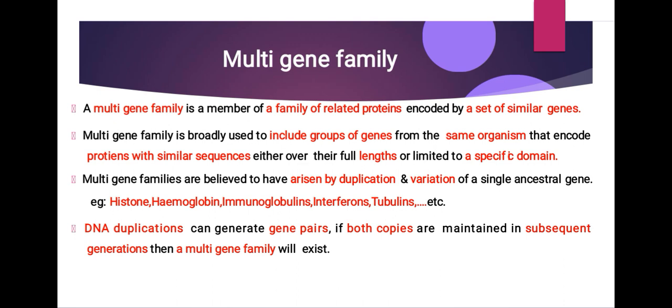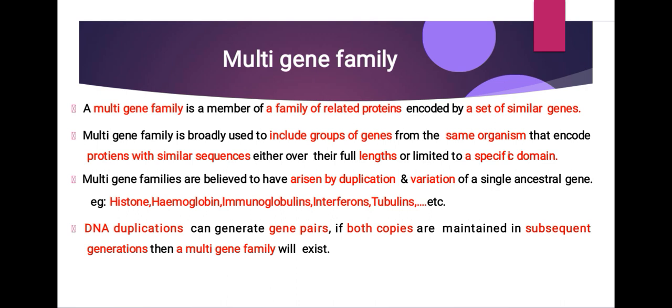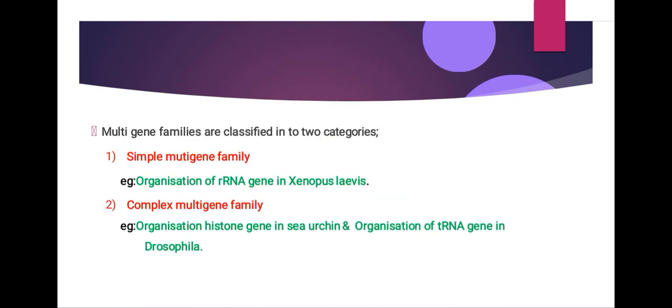A multi-gene family is a member of a family of related proteins encoded by a set of similar genes. Multi-gene family is broadly used to include groups of genes from the same organism that encode proteins with similar sequences, either over their full lengths or limited to a specific domain. Multi-gene families are believed to have arisen by duplication and variation of a single ancestral gene, for example histones, hemoglobin, immunoglobulins, interferons, tubulins, etc. DNA duplication can generate gene pairs. If both copies are maintained in subsequent generations, then a multi-gene family will exist.